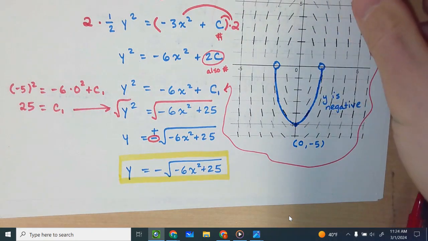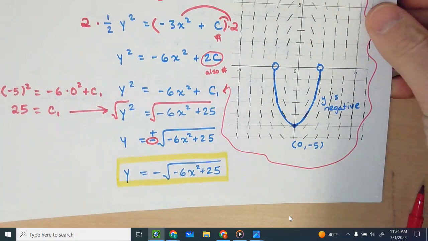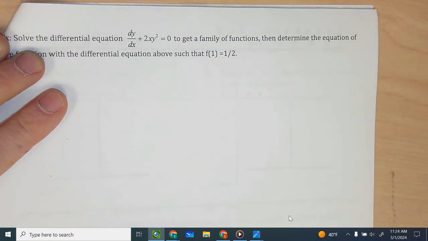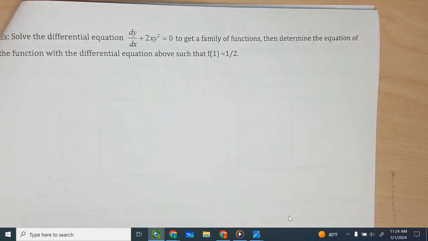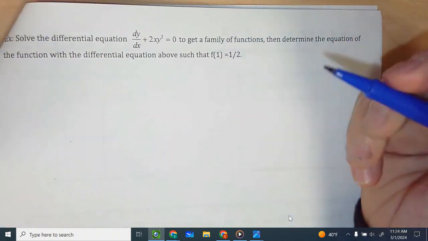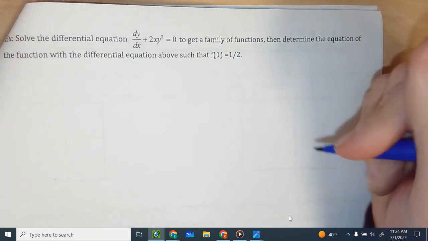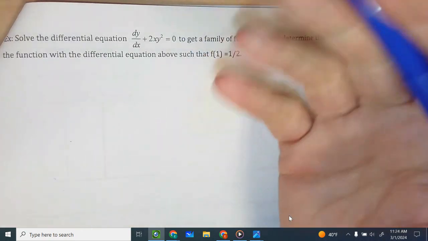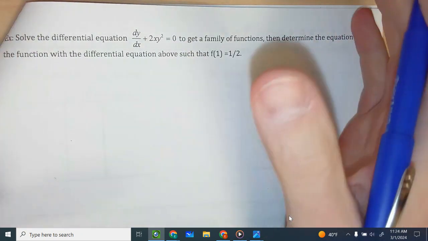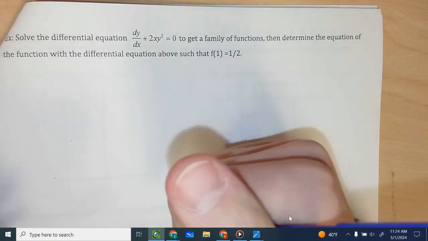Okay, good people of calculus, let's do one more. Flip to the next page. If you're feeling up to it, maybe you want to try this one without me and then check your work. So if that's what you'd like to do, go ahead and pause the video. If you would rather just watch me do it, I'm going to do it right now.